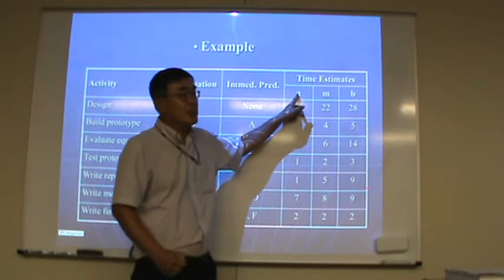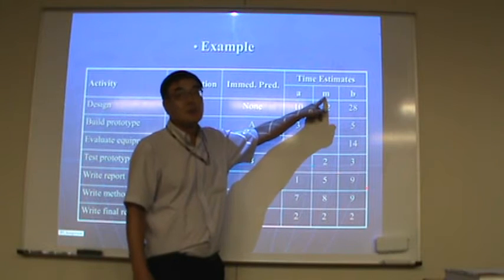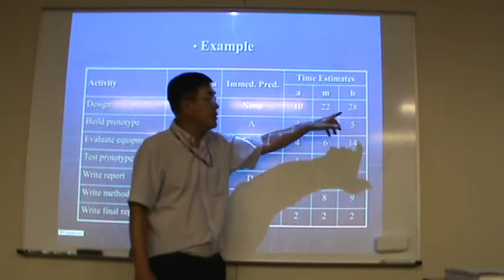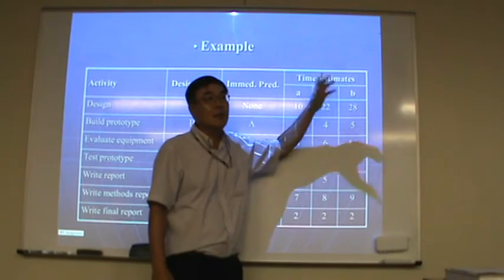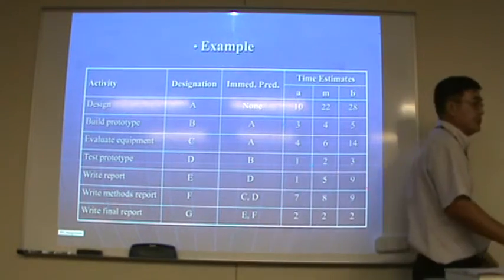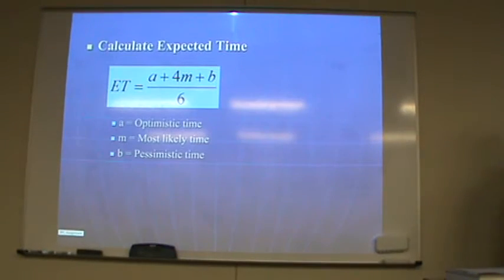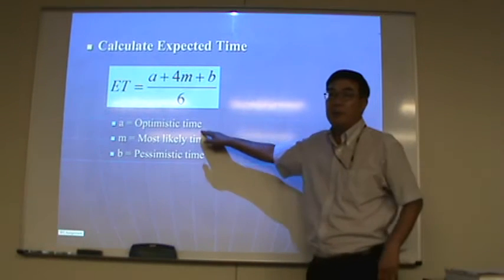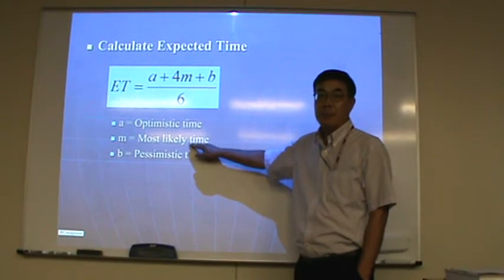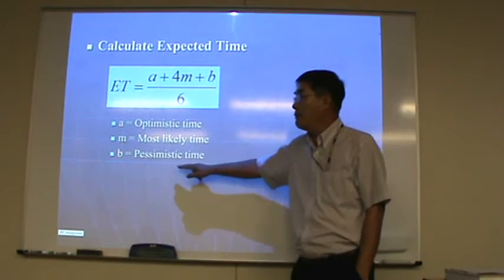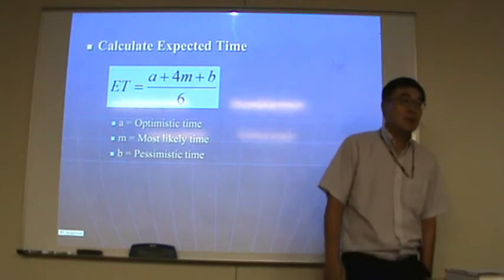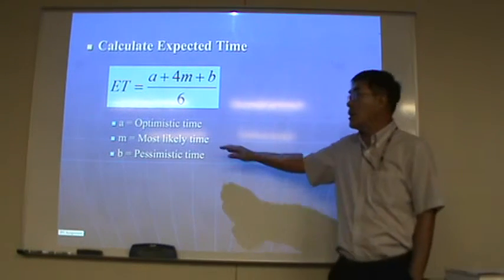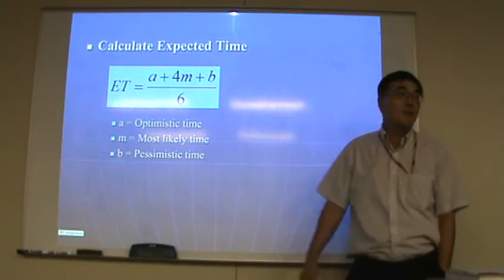A, optimistic. M, most likely, kind of average. B, pessimistic. Something like this. A, optimistic time. M, most likely time. B, pessimistic time. Shortest time, kind of average time, longest time.